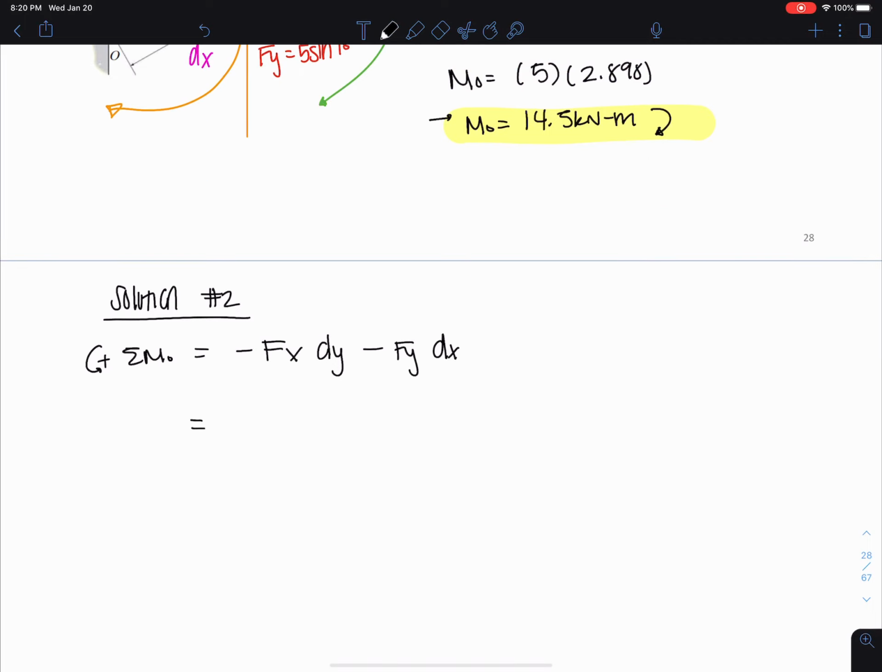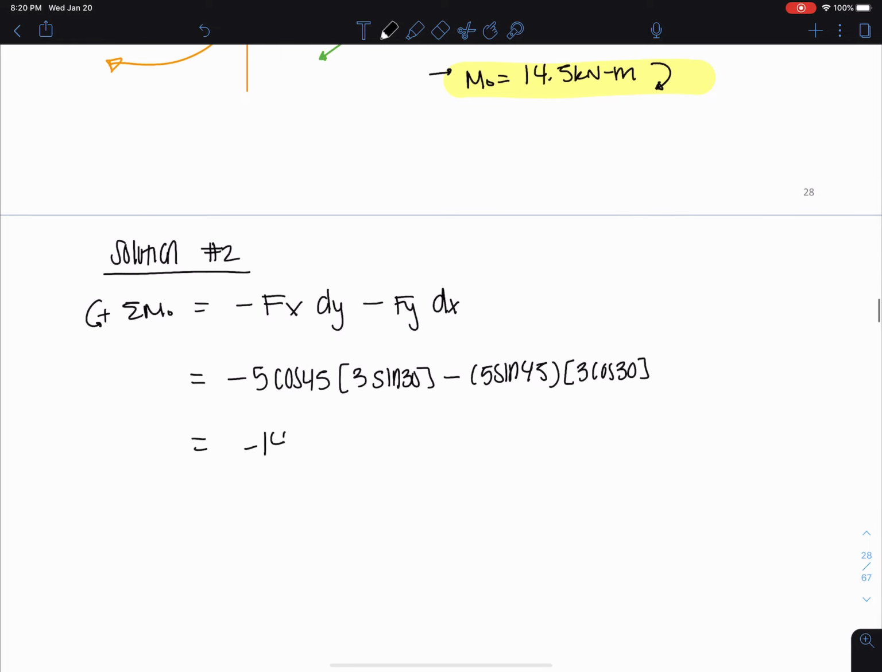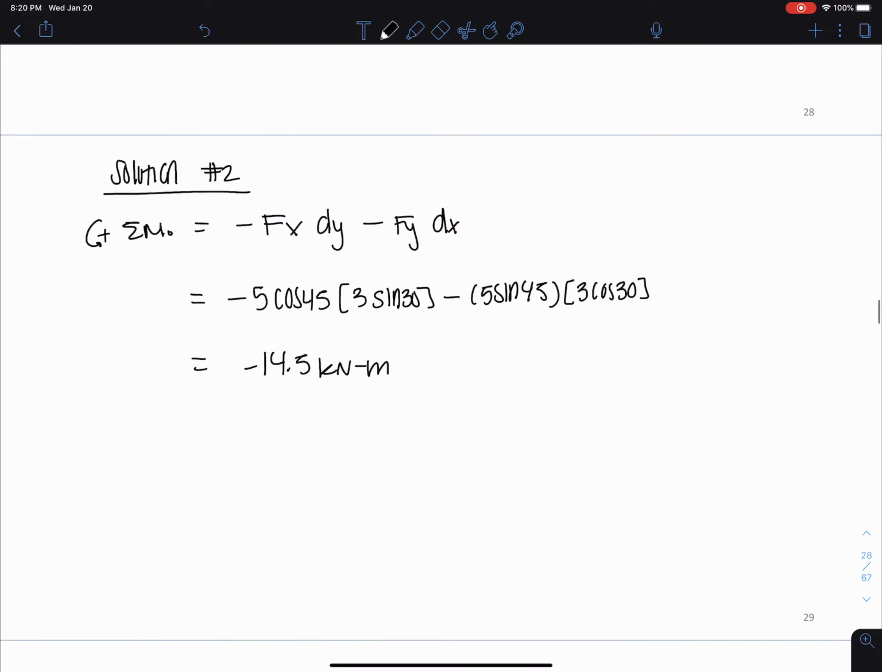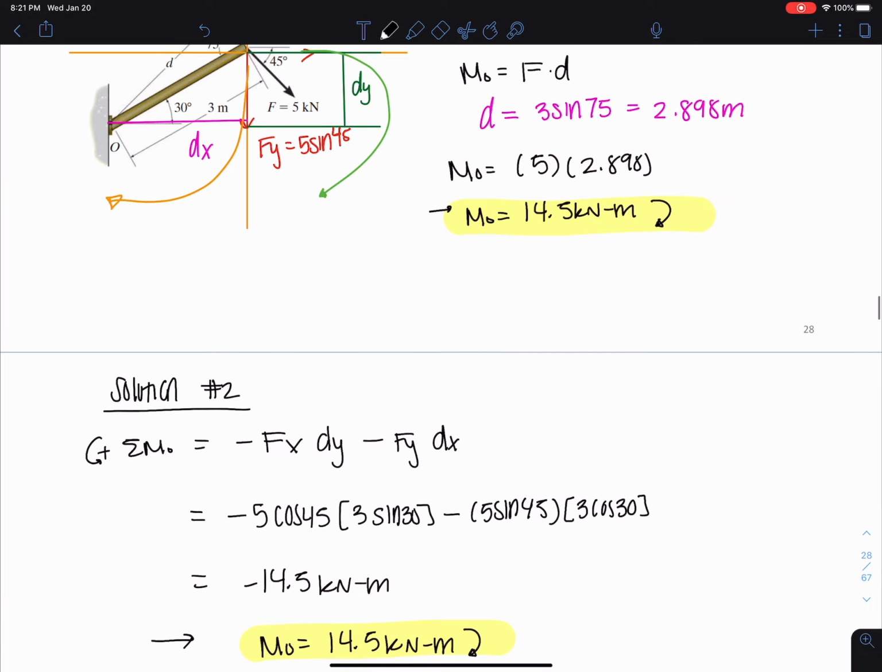So I'm just going to plug in here, and I get negative 5 cosine 45 times a moment arm of 3 sine 30, minus 5 sine 45 times the moment arm of 3 cos 30, and I end up with negative 14.5 kilonewton meters. I assumed counterclockwise is positive, which is why my final answer is negative, which means it's really 14.5 kilonewton meters in the clockwise direction. That's what the negative means. It means it's opposite of what I had initially assumed. Okay, so you can see we got the same exact answer.